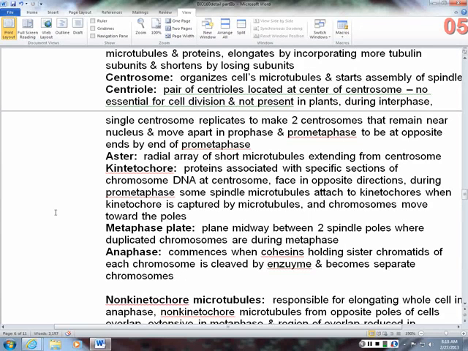So the metaphase plate is going to be this midway point in here. And so at some point the chromosomes are lined up along the metaphase plate. So during anaphase, that's when the cohesins, which are the proteins that hold the chromatids together to form a chromosome, are going to be cleaved by an enzyme, and then they will separate into the two separate chromosomes.